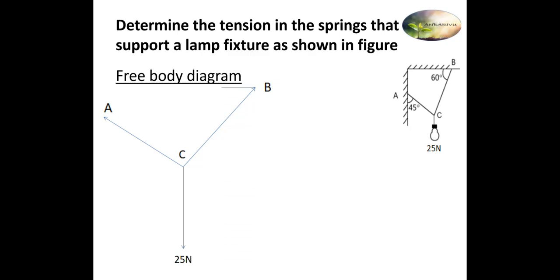From B, the 60 degree, from A, 45 degree to the spring from the wall. From B, 60 degree from the wall to the spring, it is opposite to the point center C. So we can write it as 60 degree. From A, 45 degree from the wall to the spring, it is a right angle to point C. So we can write 90 minus 45 degree equal to 45 degree.